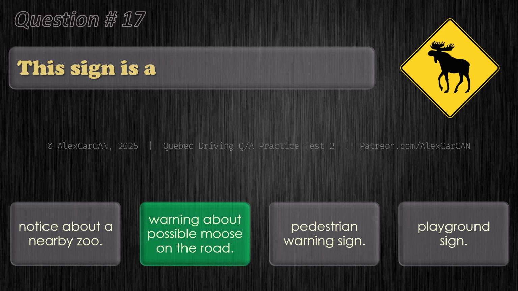The correct answer is warning about possible moose on the road.